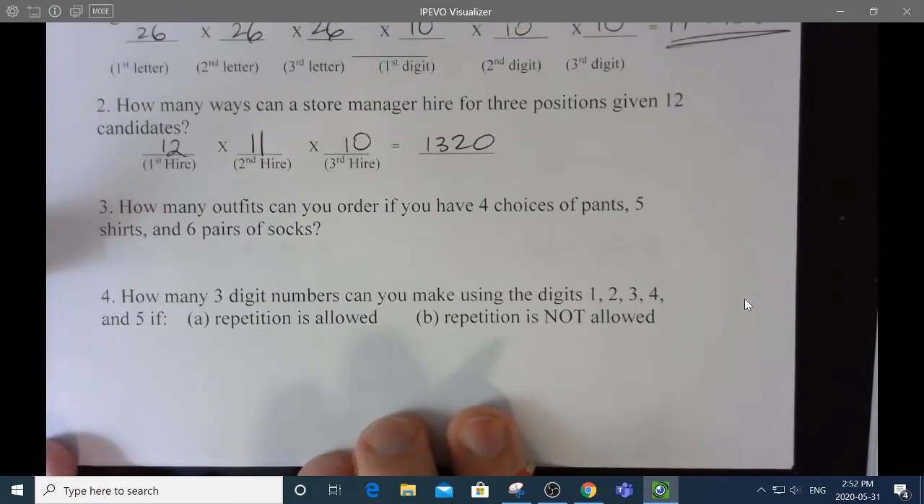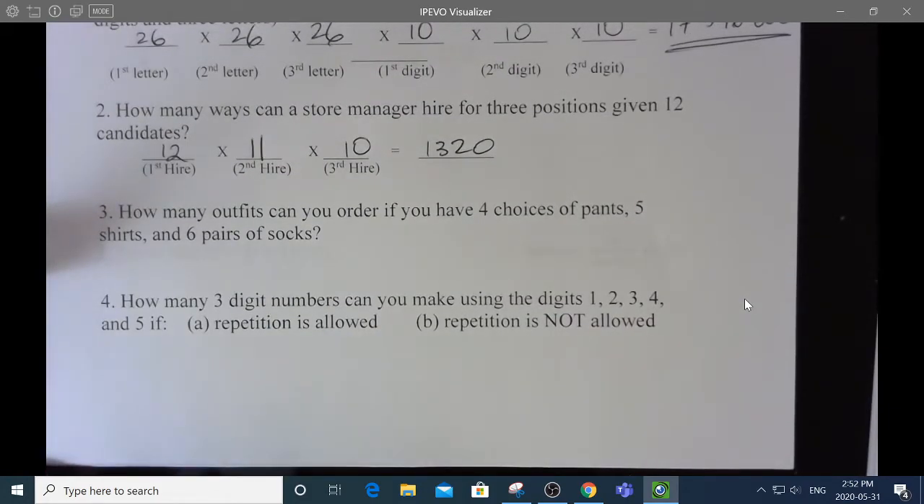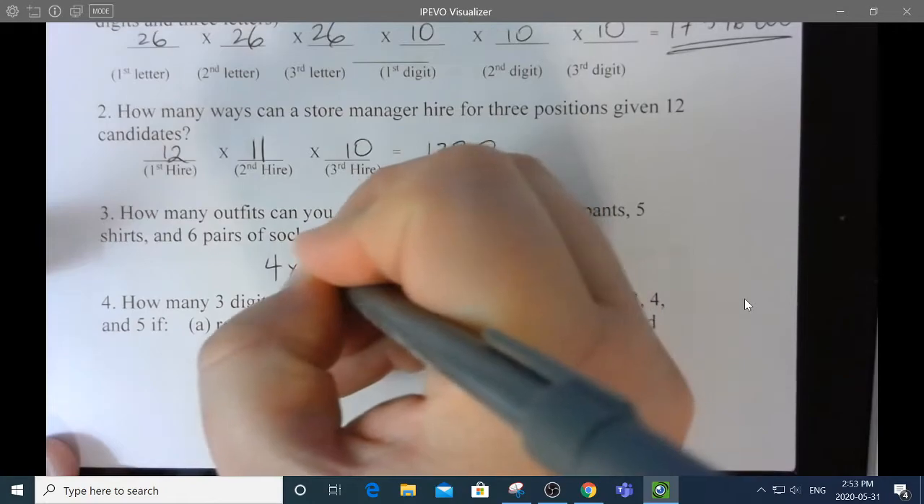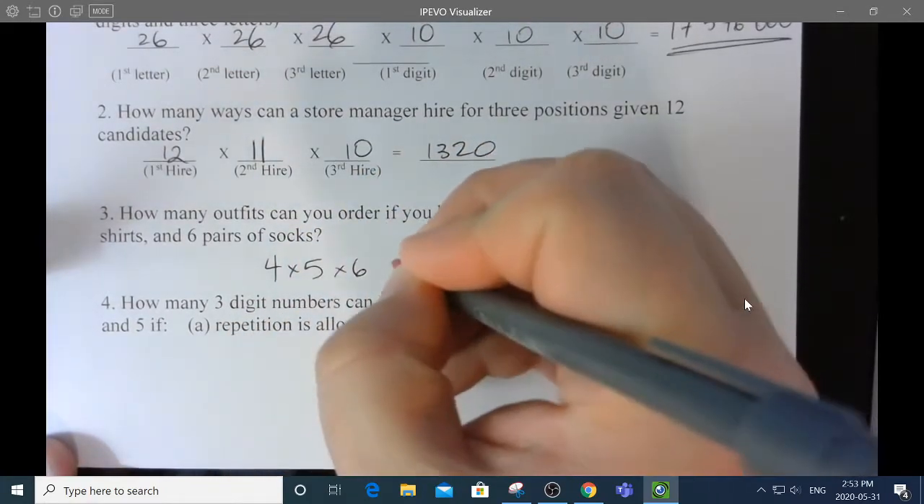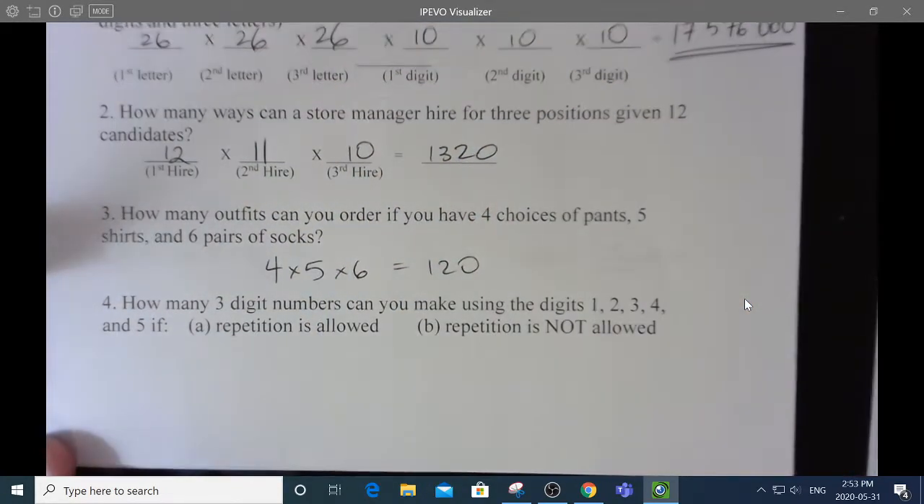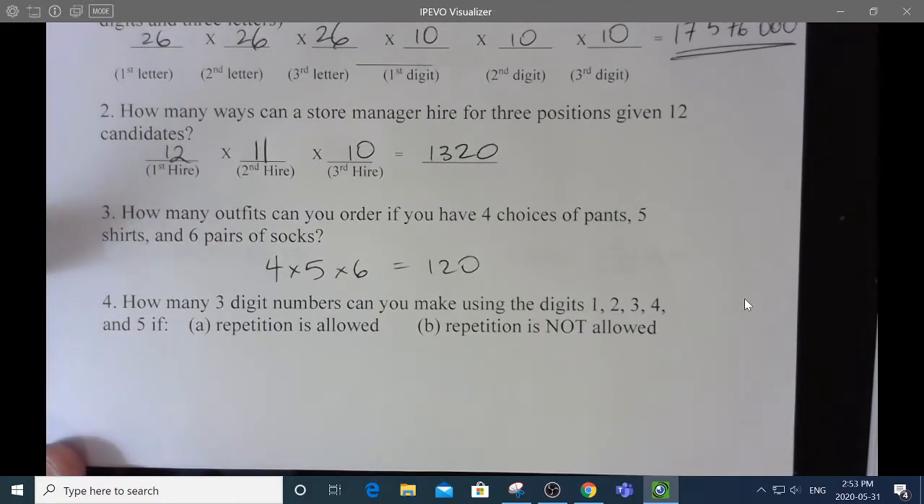All right, third example. How many outfits can you order if you have 4 choices of pants, 5 shirts, and 6 pairs of socks? And 4 times 5 times 6 is 120.